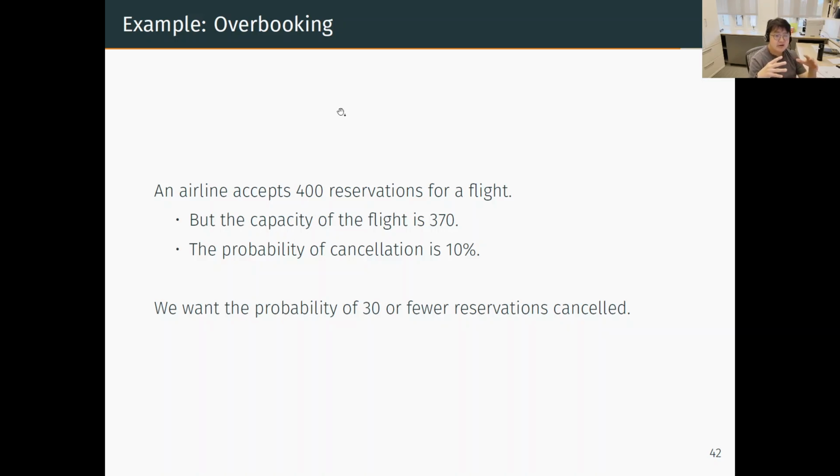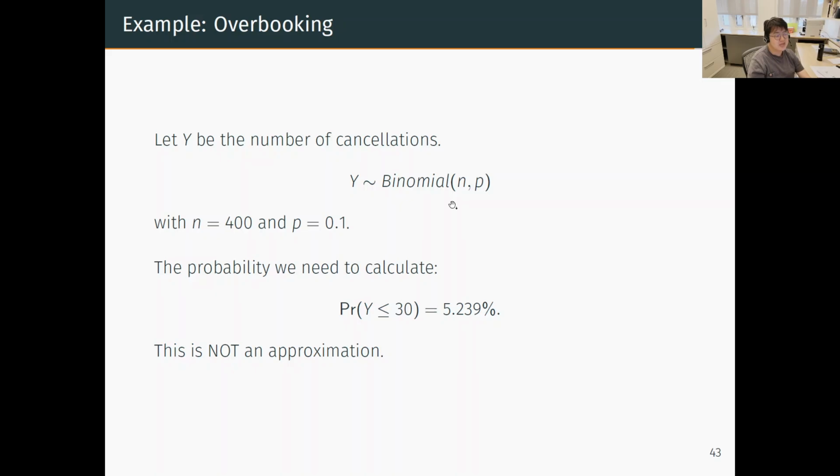Say the capacity of the flight is 370, but the airline accepted overbooking, so the total number of reservations is 400. 30 more reservations are made, and the probability of cancellation is 10% again. We would like to calculate the probability that overbooking causes a problem, if more ticket holders come to get on the flight. So then, two possible cases.